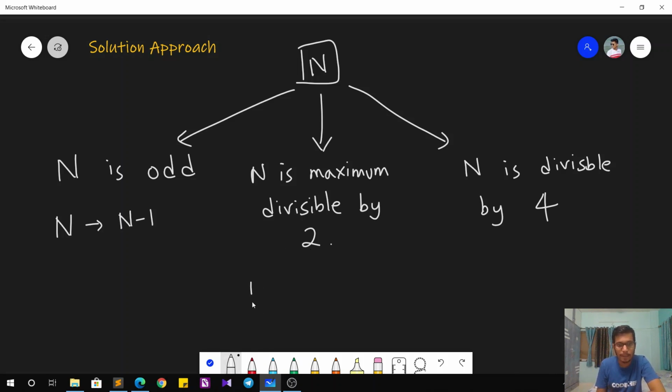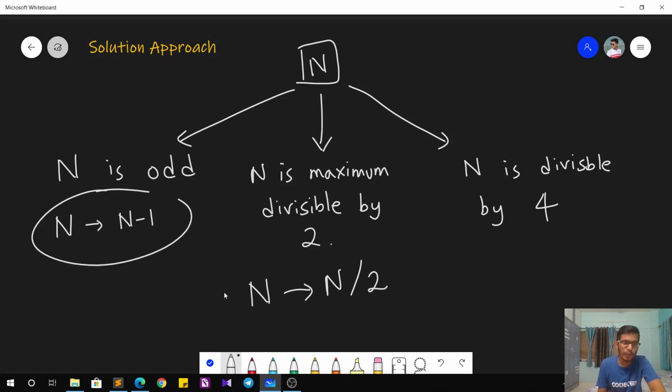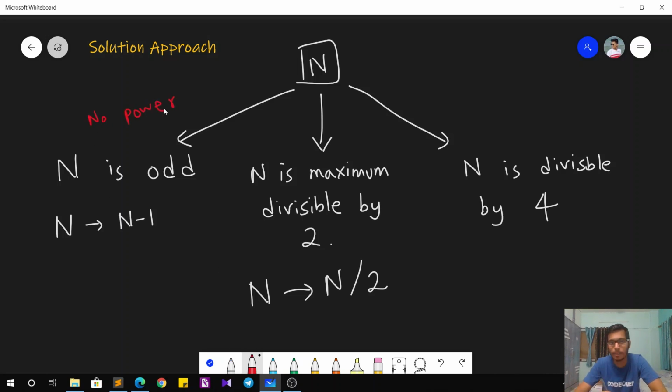The only thing that can happen in the game is n is going to be changed to n divided by 2. Why? Because you can only do the second move if the first move is not possible. But here, definitely the first move is possible according to the problem statement. So again, no power over here. By no power, I mean the player does not have any power with him. He cannot control the game. There is only one move that you can do: you can just divide n by 2.